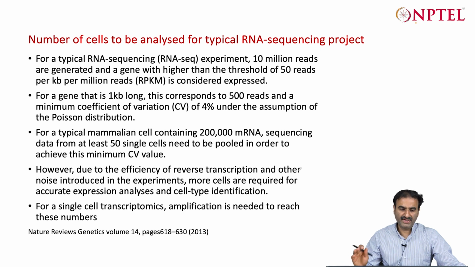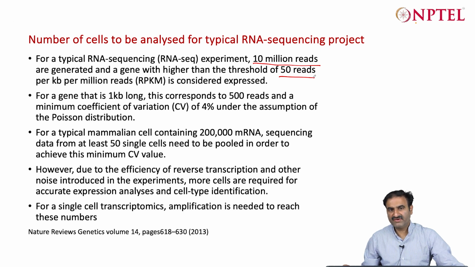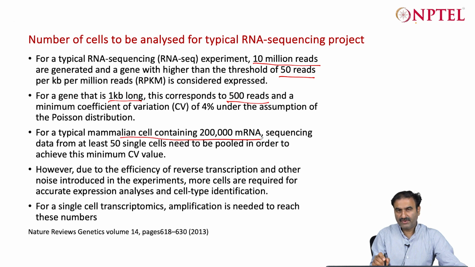So basically at least 10 million reads are needed, right, and basically you can say that 50 reads per kb per million should be good enough, so that you can tell that any transcript is being expressed. Okay, and now to get sufficient coverage of each and every region, for example a 1 kb long region, at least 500 reads should represent that region with a minimum coefficient of variation of 4%, and typically for a mammalian cell containing about 2 lakh mRNA, sequencing data from at least 50 single cells need to be pooled in order to achieve this minimum C value.